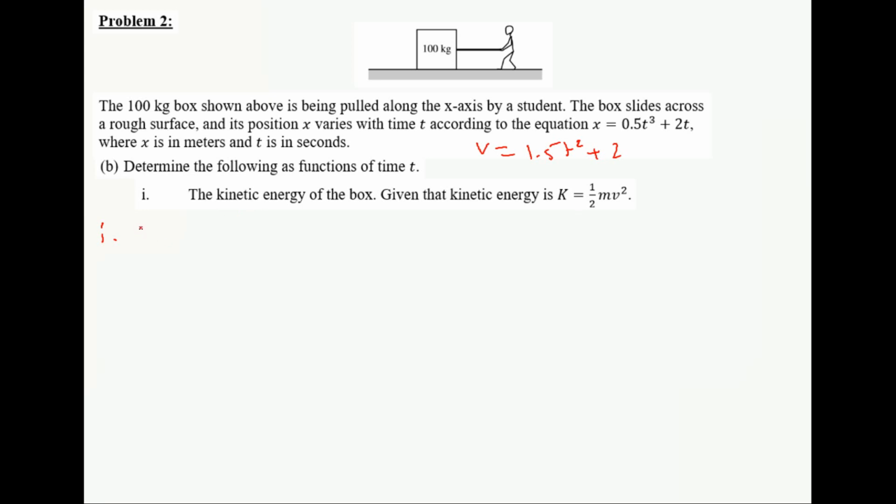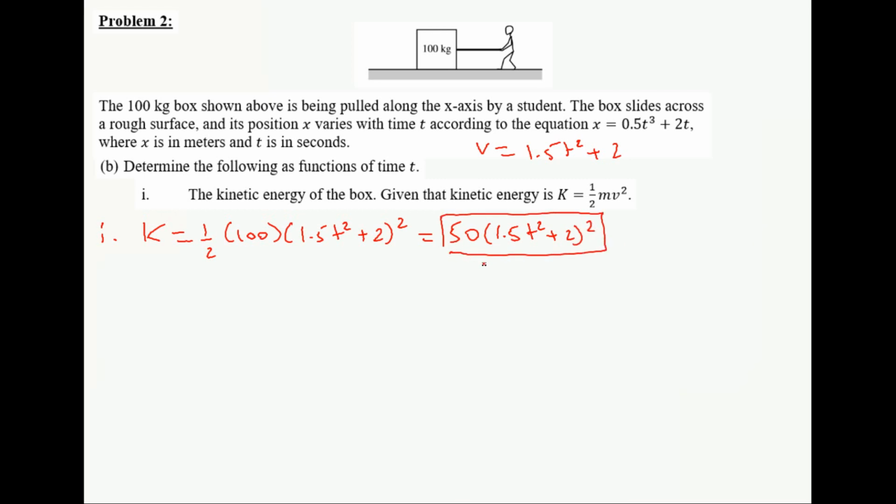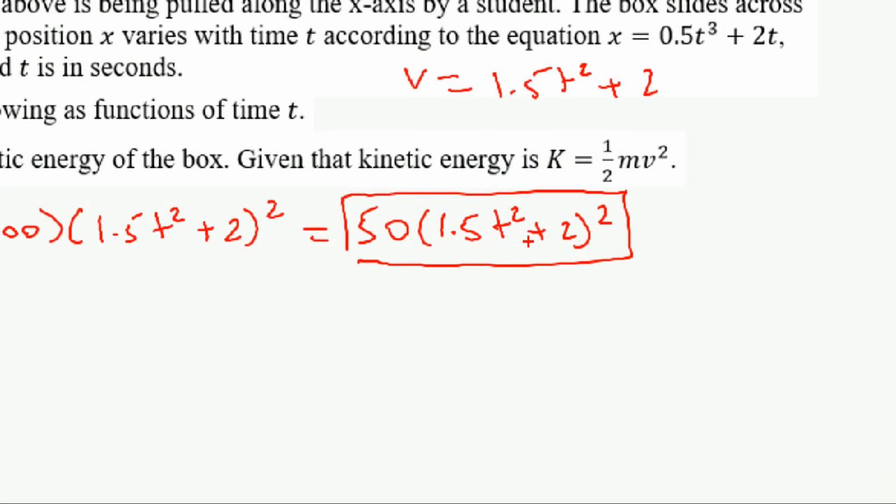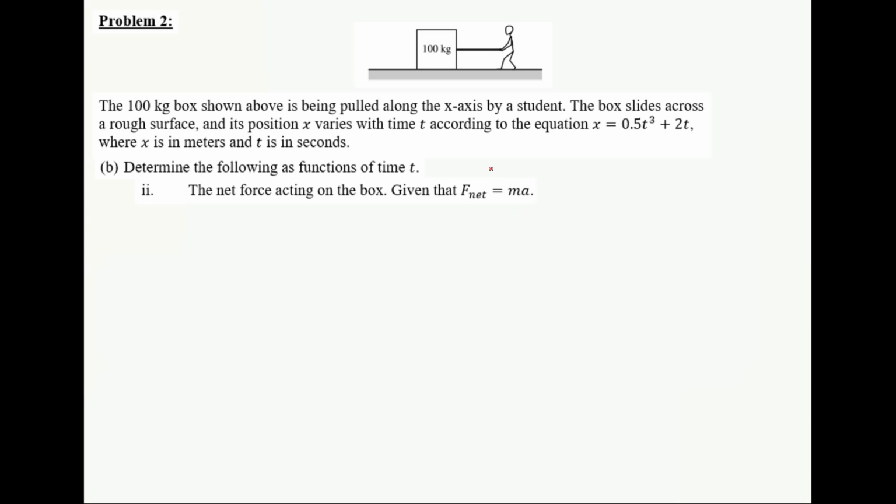Then K would be given by half the mass, which is 100, multiplied by 1.5 t square plus 2 to the power of 2, and that would be 50 multiplied by 1.5 t square plus 2 to the power of 2. No need to put any unit because it's parameterized by time, and also no need to expand it. We can keep it in the following compact form. So let me write now that we have that the speed is given by 1.5 t square plus 2, and the kinetic energy would be given by 50 into 1.5 t square plus 2, all of that to the power of 2.